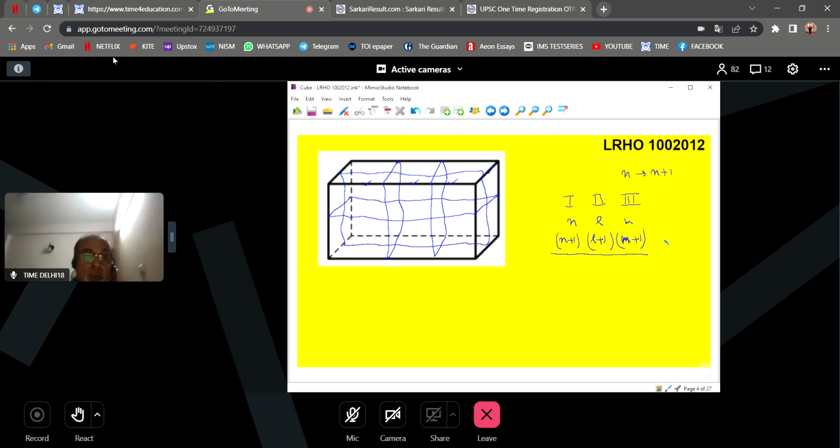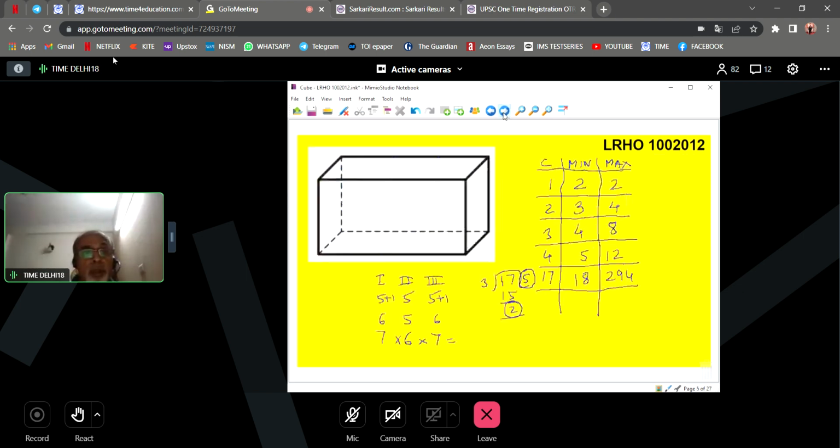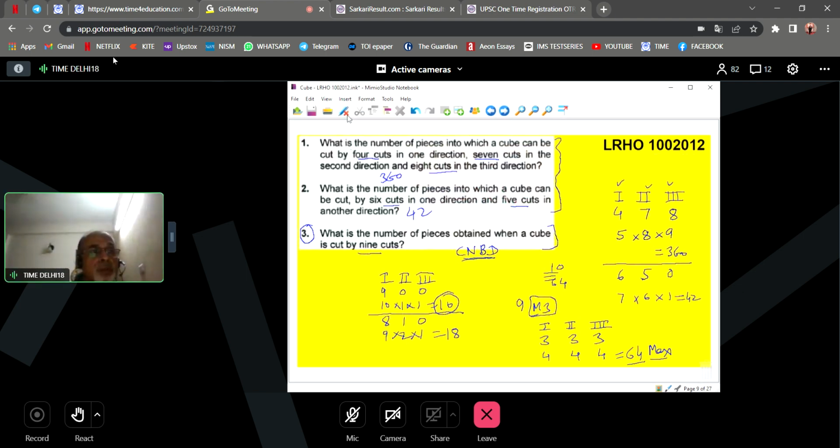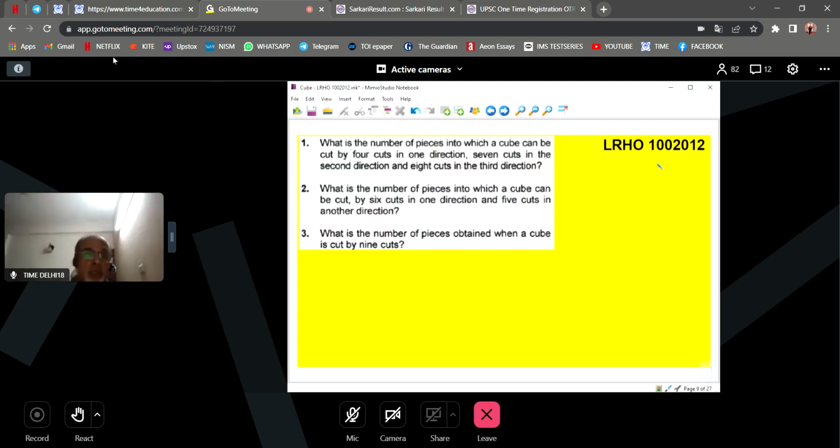Fine. Now, let's work on the first and the second question of this handout. Your handout number is LRHO 1002012. Please give me the answer for first and the second question. What is the number of pieces into which a cube can be cut by 4 cuts in one direction, 7 cuts in the second, and 8 cuts in the third direction? And the second question is also similar.